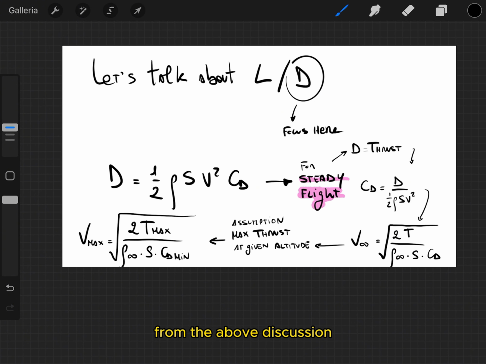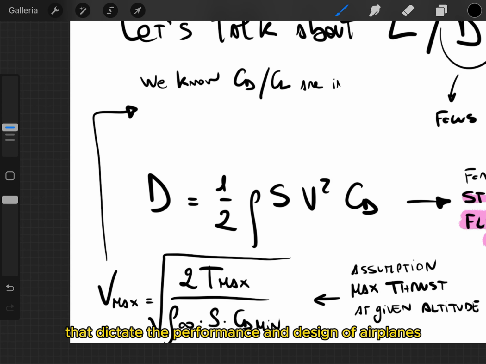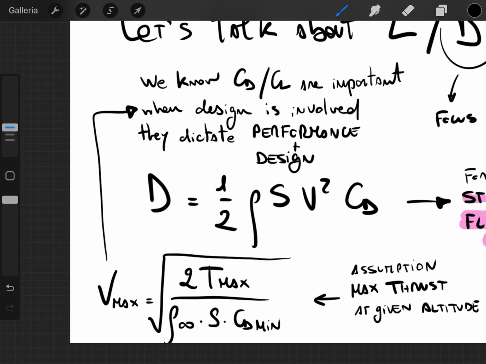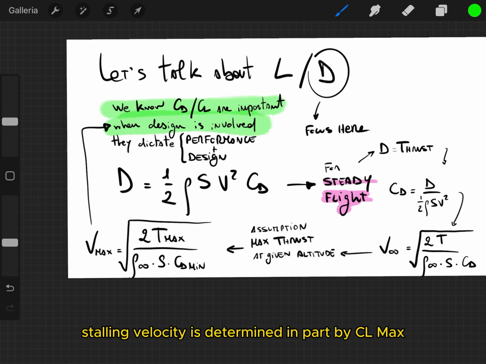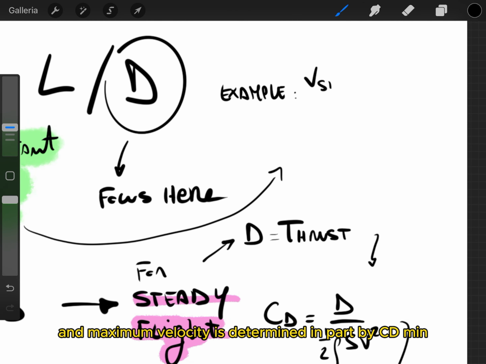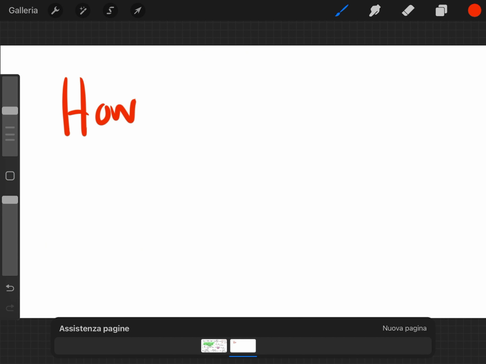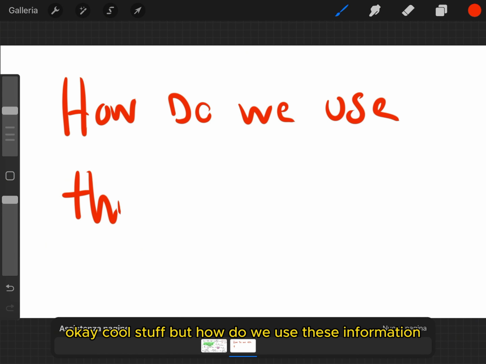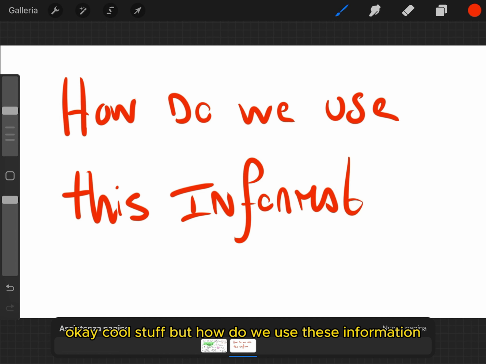From the above discussion, it is clear that the aerodynamic coefficients are important engineering quantities that dictate the performance and design of airplanes. For example, stalling velocity is determined in part by CL max, and maximum velocity is determined in part by CD min. Okay, cool stuff, but how do we use this information?